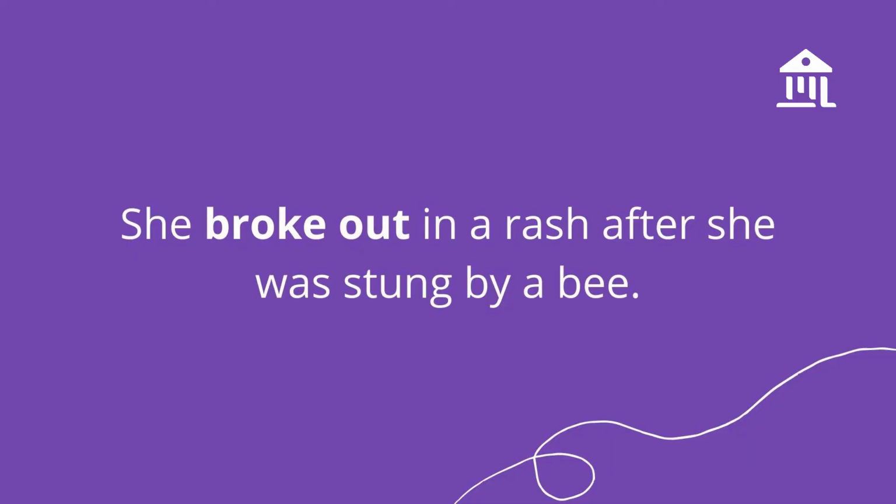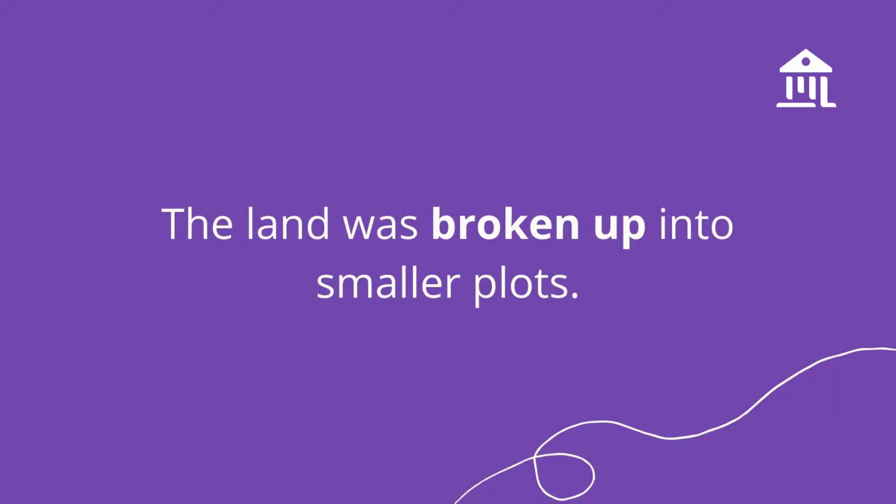Now, we have a third meaning for this phrasal verb that means when something suddenly appears on your skin. For example, she broke out in a rash after she was stung by a big cloud. Now, we're going to check break up. This one has 5 meanings, so we're going to check them all. Number 1 is to divide something into smaller pieces. For example, the land was broken up into smaller plots.